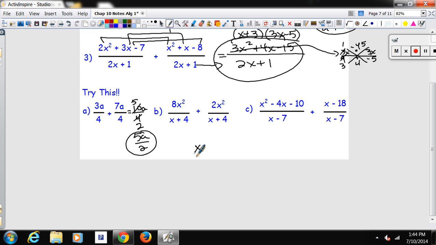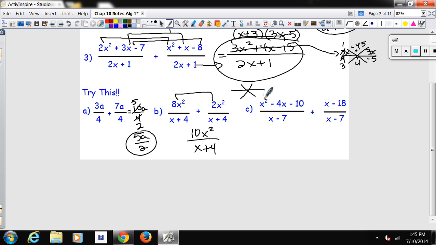You're going to keep your denominator of x plus 4. Combine your top numbers, you get 10x squared. 8x squared and 2 more x squared would equal 10x squared. Here you should factor this top part.